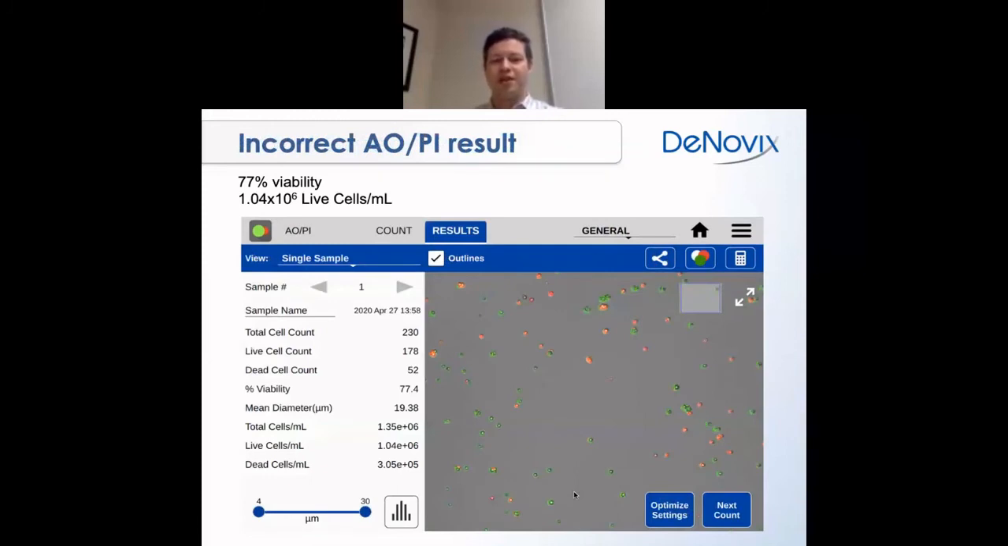And when you take your count, you've now gone from about 93% viability down to about 77% viability. And your live cells per mil have gone down to 1 million live cells per mil. So just by changing the focus and the exposure a little bit, I was really able to change the count and therefore your input into your experiment. So it's very important to make sure that those settings are done correctly.